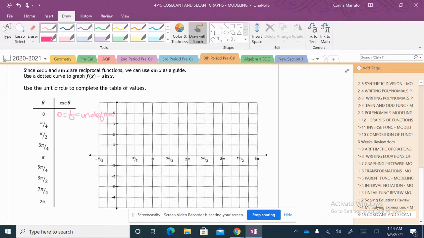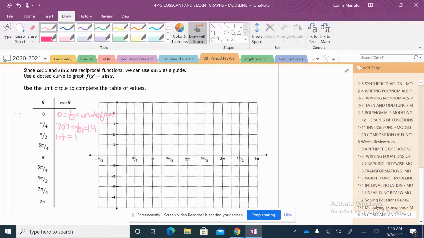And then we have pi over 4. At pi over 4, our sine is 0.707. So if we flip that around and do 1 divided by 0.707, I guess it's 1.4. Then at pi over 2, my y value is 1. So when I flip that around, because cosecant is the opposite of sine, that is going to give me 1.